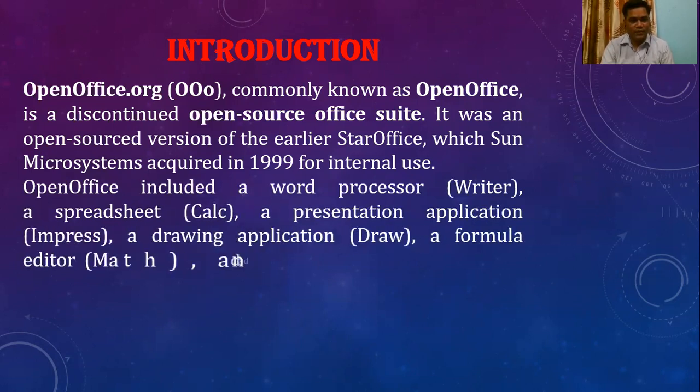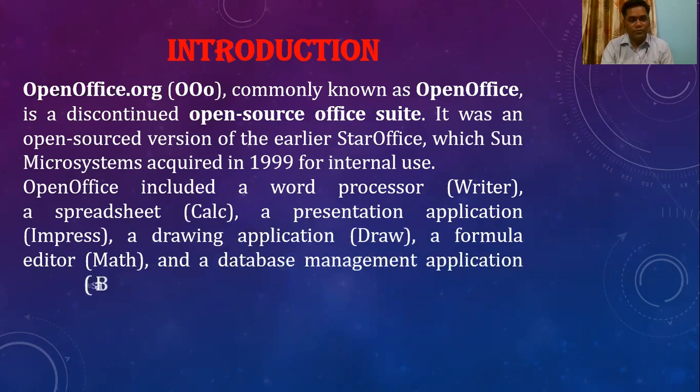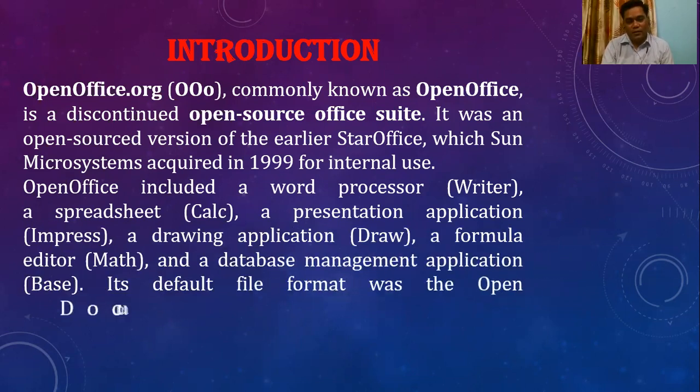What is there in the OpenOffice suite? How many applications are there and what applications are there? We are going to know. OpenOffice included a word processor that is known as Writer, a spreadsheet that is known as Calc, a presentation application that is known as Impress, a drawing application that is known as Draw, a formula editor that is known as Math, and a database management application that is known as Base.